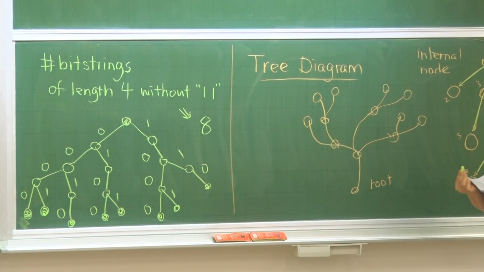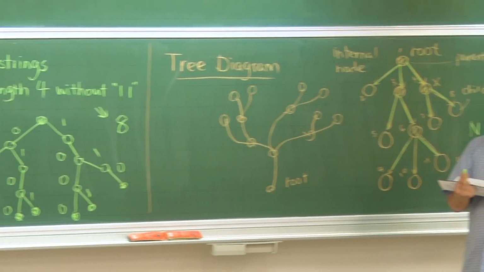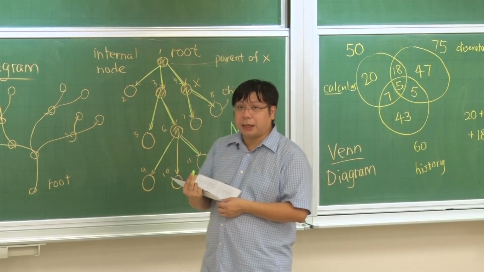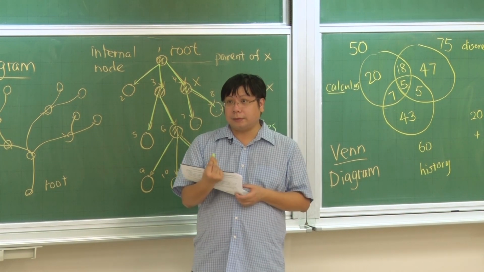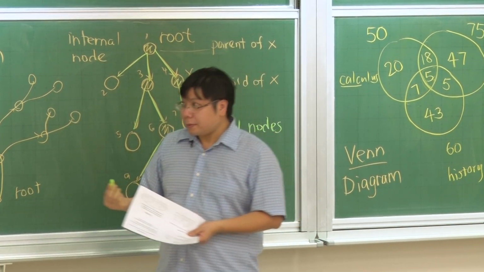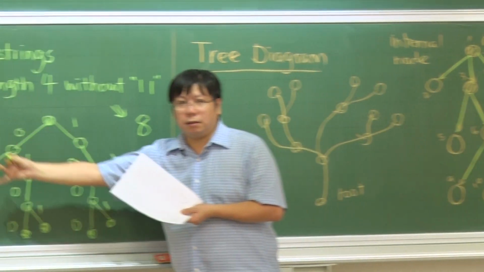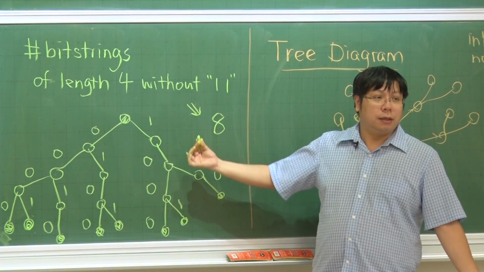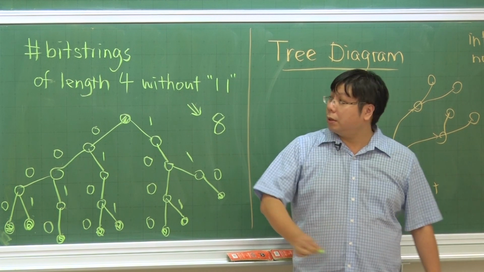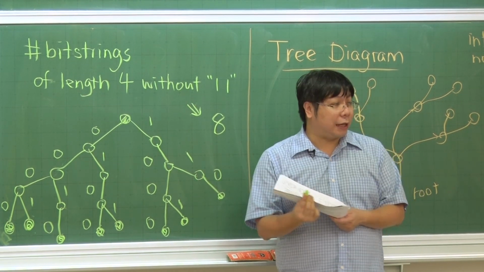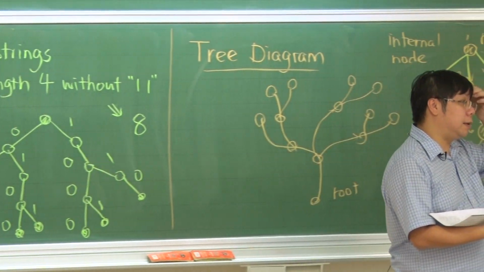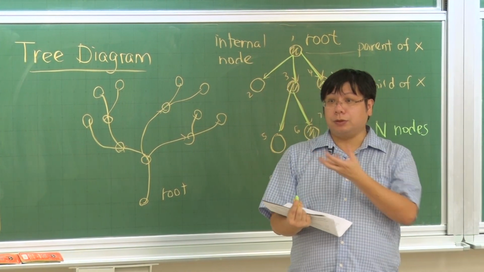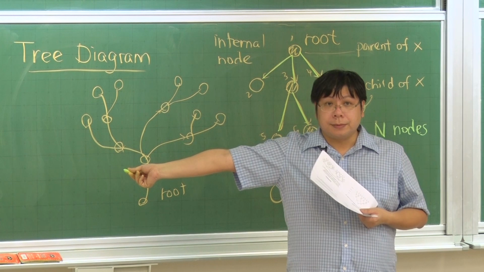Okay, so is it good or is it bad? This is good when the problem that you are working on is very irregular. So that means that you don't have any rule to predict what will happen. So if I change the question into what is the number of bit strings of length 5 without the bit string 110, then maybe this is a difficult problem. It's better to use a tree to help you.